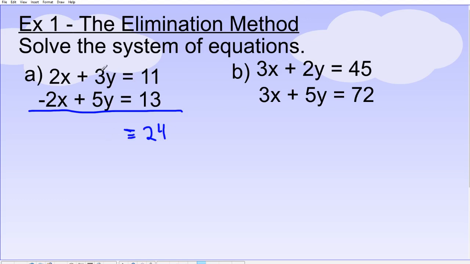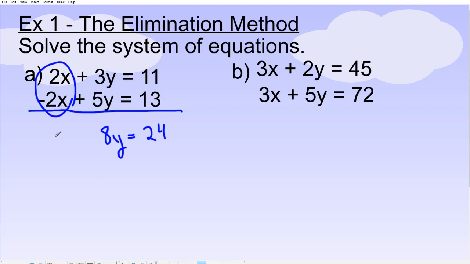I'm going to add my y's together. 3 y's and 5 y's gives you 8 y's. I'm going to add my x's together, and they cancel out. Positive 2x, negative 2x gives you 0x. Now, look at what happened. Our x variables eliminated. They are gone. I have no more x's.